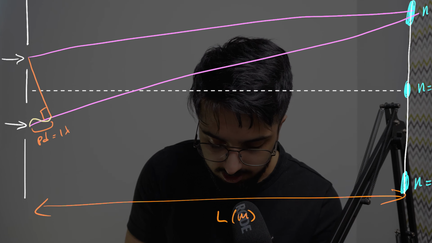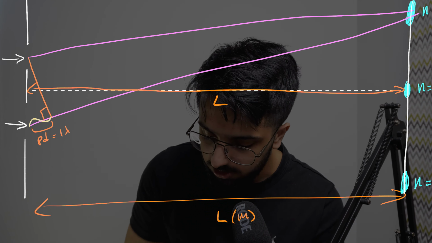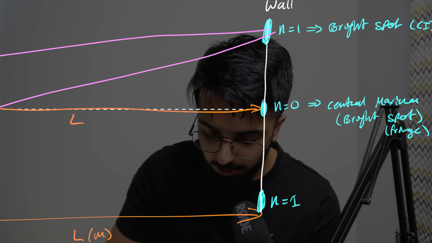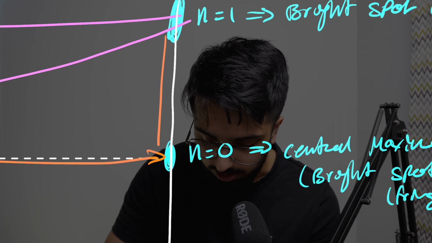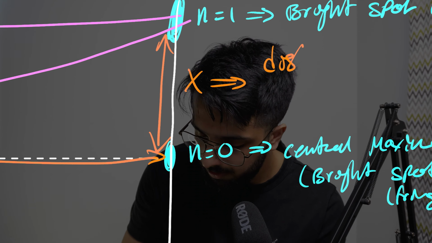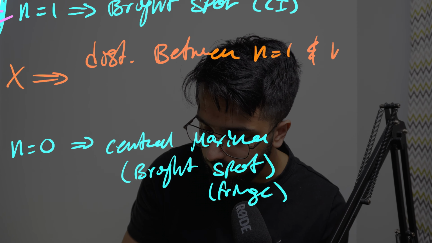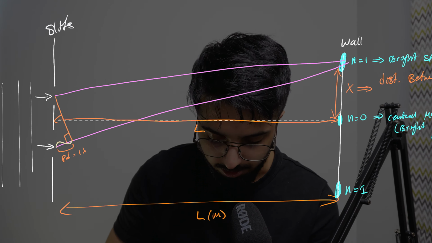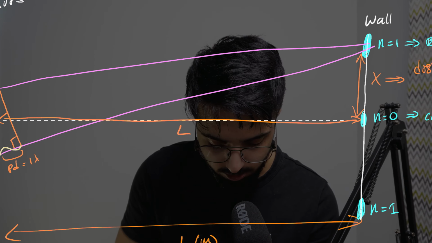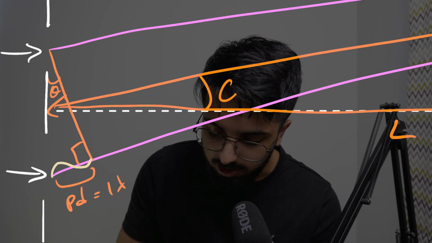If we take this distance right here, which we said was L, because that's this, right? And we also take this distance right here, let's call that X. And X is the distance between n is equal to 1 and n is equal to 0. And so therefore, we can see that we make sort of a right angle triangle, like so. And we said that this angle right here is theta. Well, this angle also is theta.